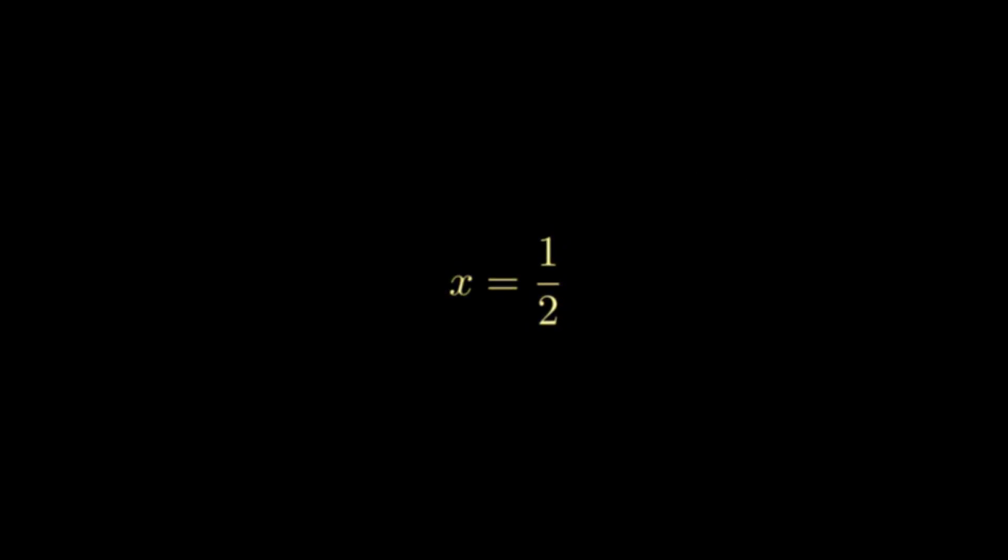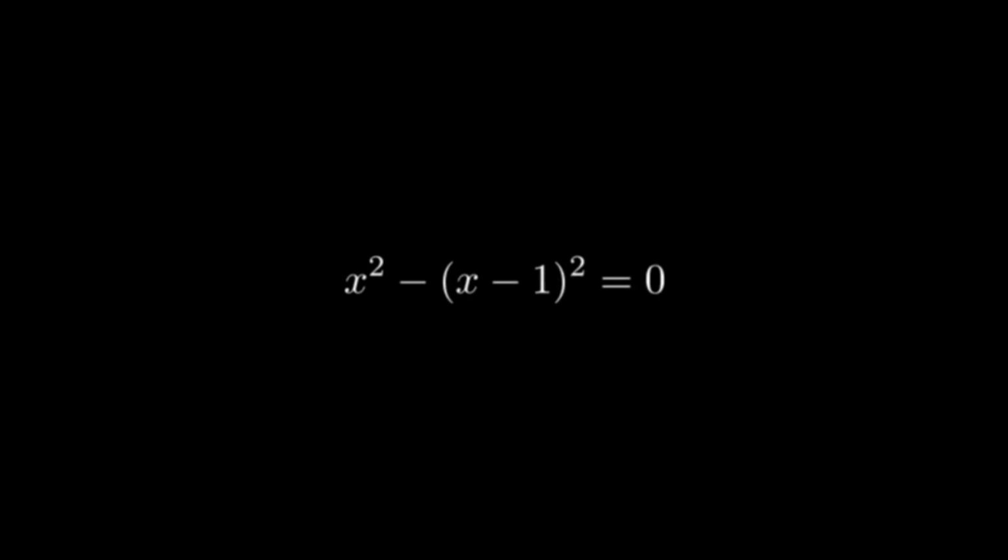This means that x equals 1/2 is also the solution to our original quadratic equation, x squared minus quantity x minus 1 squared equals 0. You can verify this solution by substituting x equals 1/2 back into the original quadratic equation. When you do the calculations, you'll find that it indeed makes both sides equal.